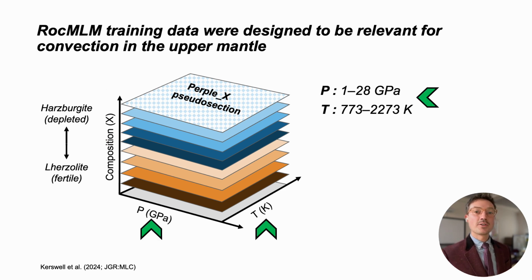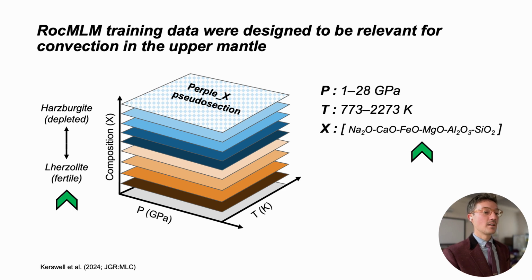For pressure and temperature, this exercise was pretty simple since we have good estimates of what upper mantle pressures and temperatures are. But for compositions, this was a lot trickier. We wanted to include a variety of mantle compositions, but in order to compute a perplexed pseudosection, these compositions need to be expressed in a number of major oxide components.